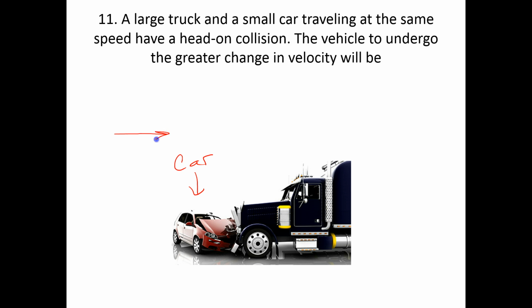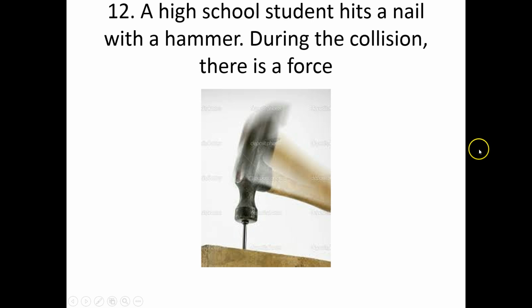If the car is originally moving in this direction at 55 and the truck is traveling at 55 in this direction, it might actually make the car go back the other way, and we could say the car's new speed is -10 and the truck speed is 45. When we look at momentum, we'll look at this a little bit more, but the car definitely undergoes a bigger change in acceleration or velocity.